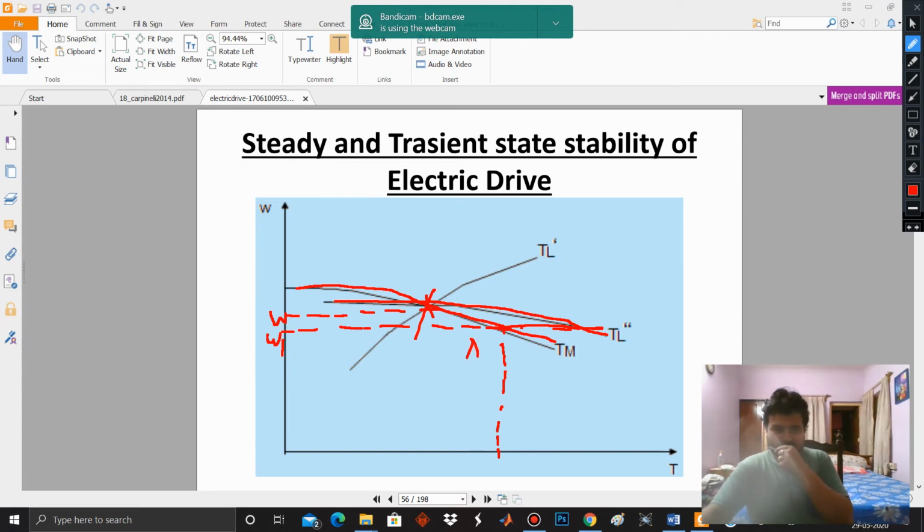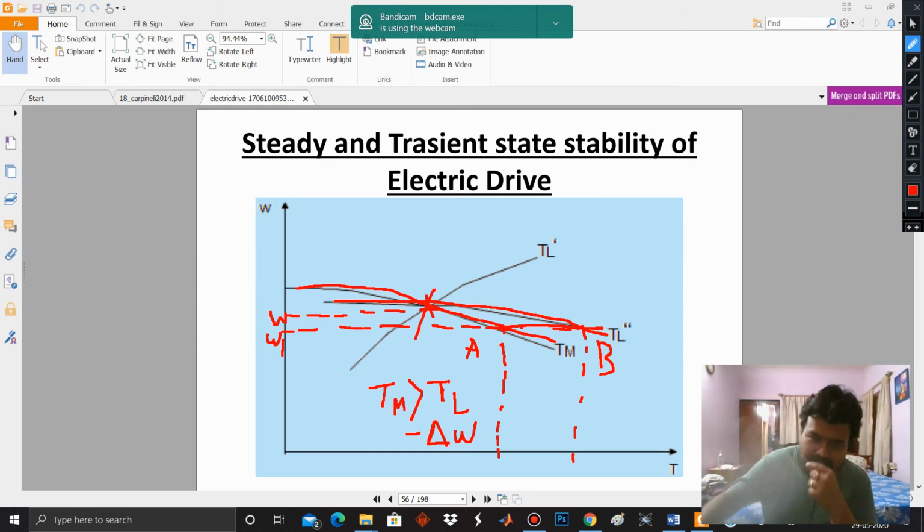Say this is point A, and omega 1 intersects tau L at this particular point. So this point is B. So which is greater, tau m or tau L? So here tau m is greater than tau L. And what is happening? Delta omega is minus. So you see, the disturbance is causing a reduction in speed. The disturbance is making a reduction in speed.